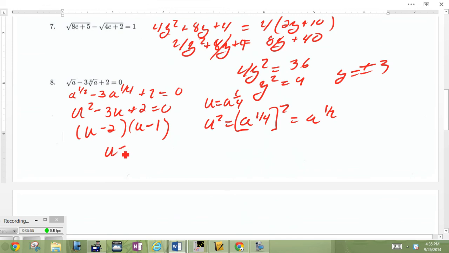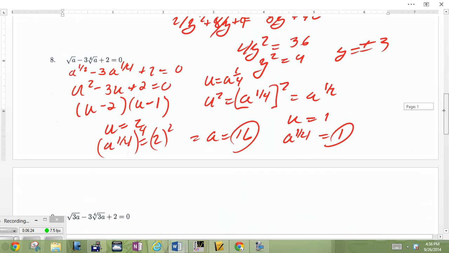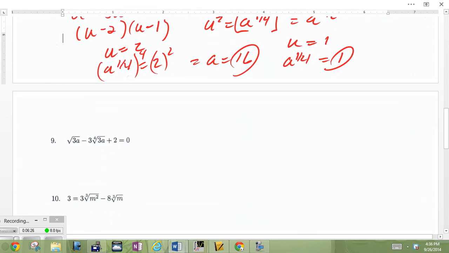U equaling 2 says that u being a to the 1/4 power equals 2, so I'm going to raise both to the 4th power here, and that would give me a is equal to 2 to the 4th, which you should know is 16. I do the same thing with u equaling 1, where again u is a to the 1/4. Raise both to the 4th power, 1 to the 4th, 1 to any power is 1. 16 and 1. Check them both. No guarantee that they're both solutions.